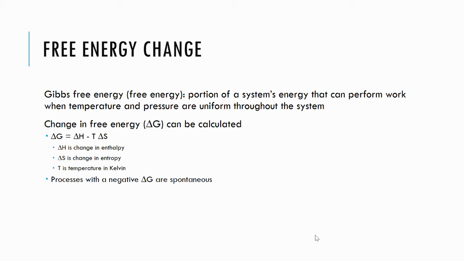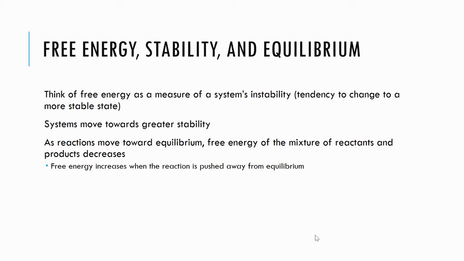Any process with a negative delta G, or negative change in free energy, is spontaneous, meaning that it will just happen without anything else causing it to happen. So you can think of free energy as a measure of a system's instability, which means it will have a tendency to change to a more stable state.